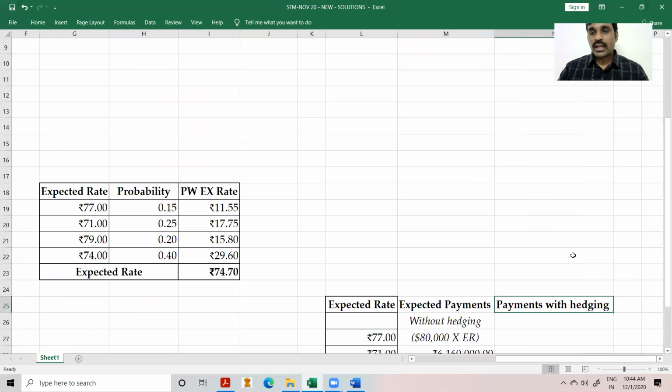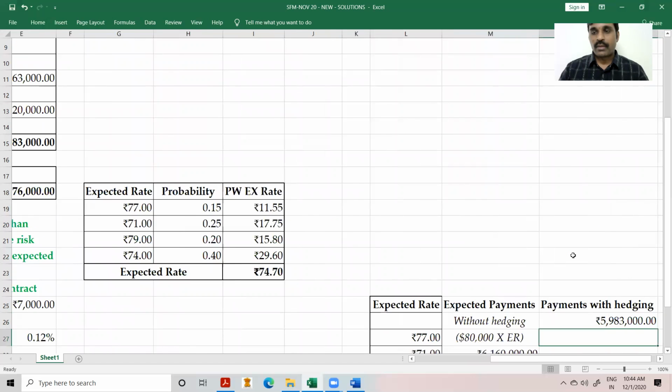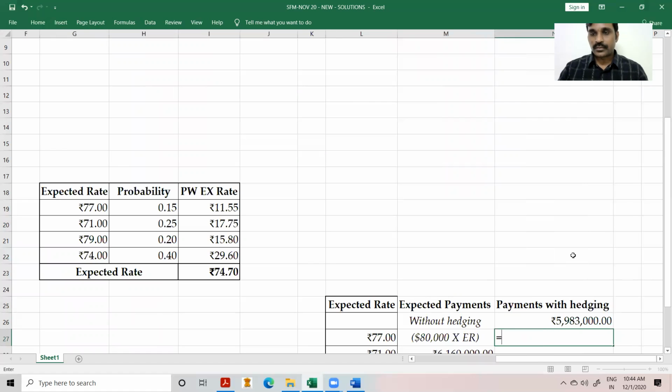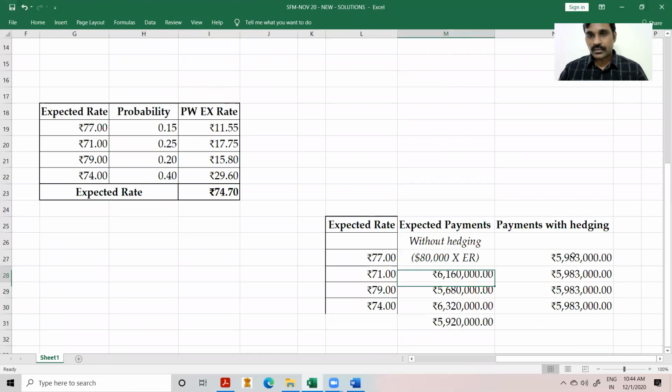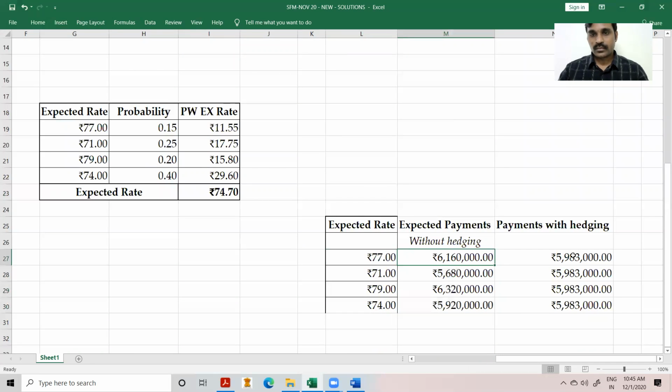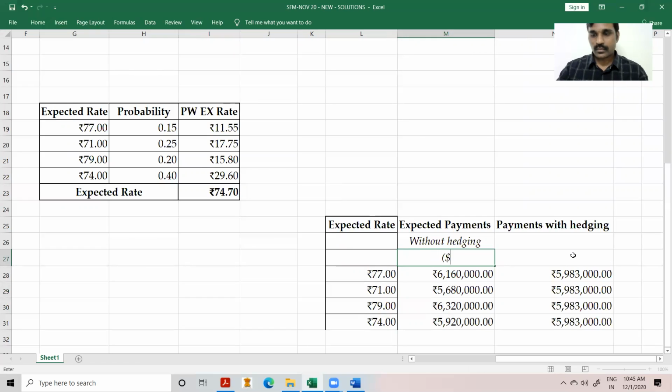Payments with hedging. What is the payments with hedging? Same as our working note. 59,83,000 is our payments. This is 59 lakhs 83,000.